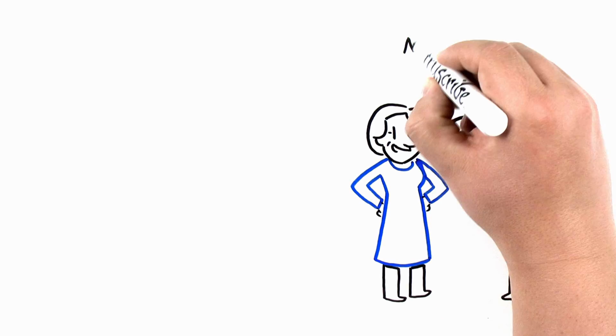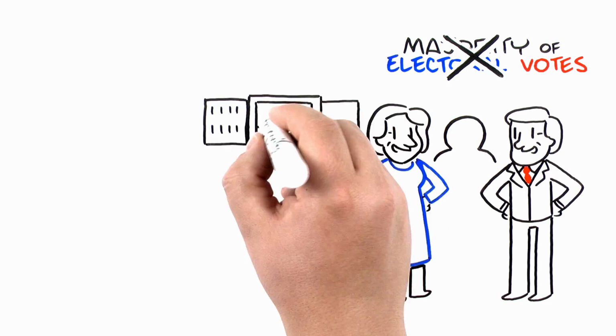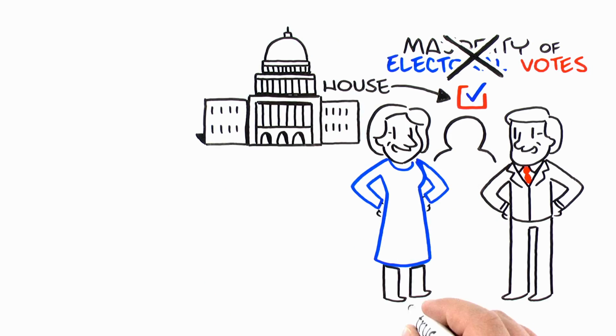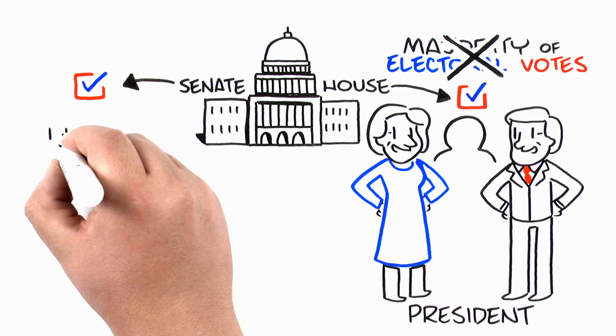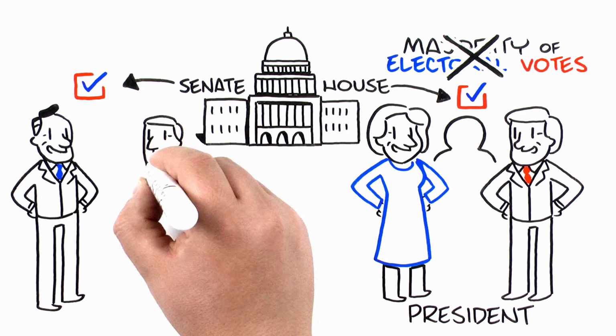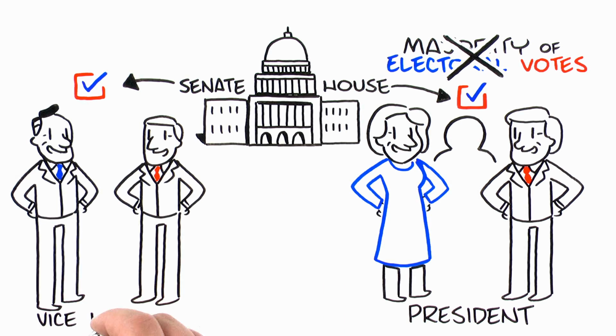If no candidate receives a majority of electoral votes, the House of Representatives elects the president from the 3 presidential candidates who received the most electoral votes. Each state delegation has 1 vote. The Senate would elect the vice president, and each senator would cast 1 vote for vice president.